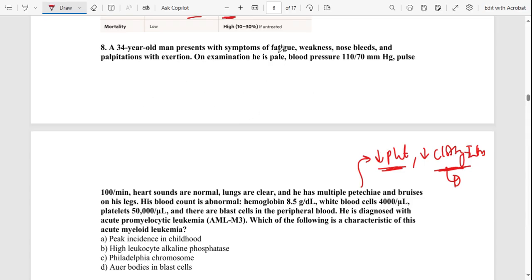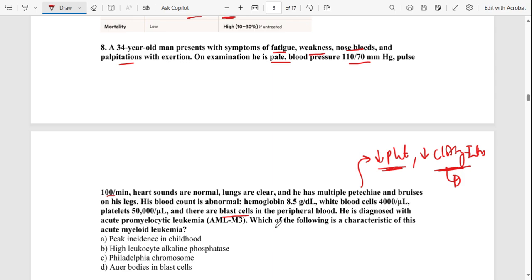So I've got this patient who presents with fatigue, weakness, nosebleeds, palpitations on exertion, and he's pale, BP is 110 over 70, the pulse is 100, heart sounds are normal, the lungs are clear, he has multiple petechiae and bruises on his legs. His blood count is abnormal. HB is 8.5, white cells 4,000 per microliter, platelets 50,000 per microliter. There are blast cells on the peripheral smear. He is diagnosed with promyelocytic leukemia, AML M3.